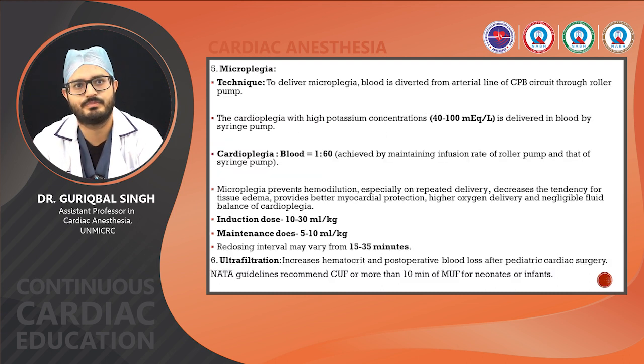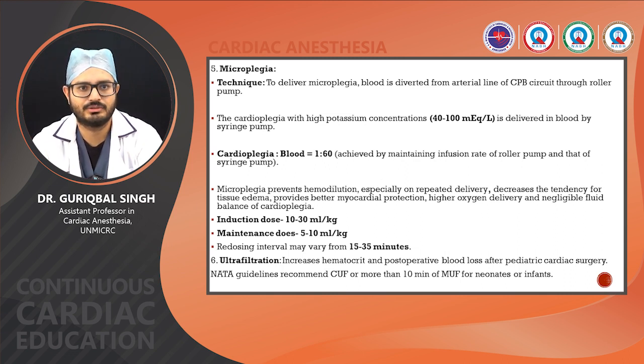drainage. Microplegia is another technique to deliver cardioplegia, where blood is diverted from the arterial line of the CPB circuit through the roller pump. The cardioplegia with high potassium concentration is delivered into the blood by a syringe pump. The cardioplegia to blood ratio is 1:60, which is achieved by maintaining the infusion rate of the roller pump and that of the syringe pump. Microplegia prevents hemodilution, especially on repeated delivery, decreases the tendency for tissue edema, provides better myocardial protection, higher oxygen delivery and negligible fluid balance of cardioplegia.